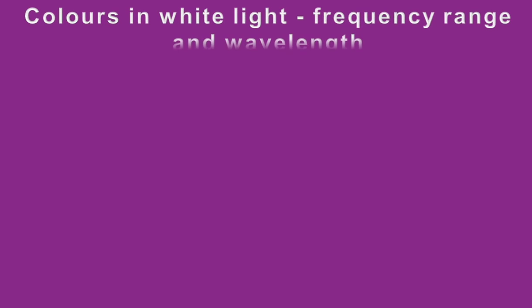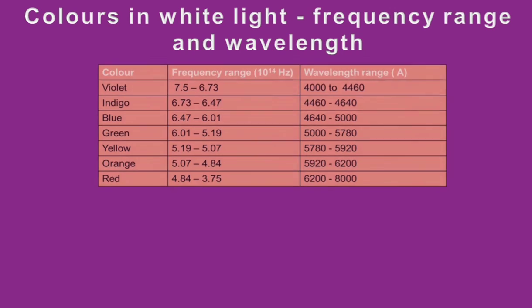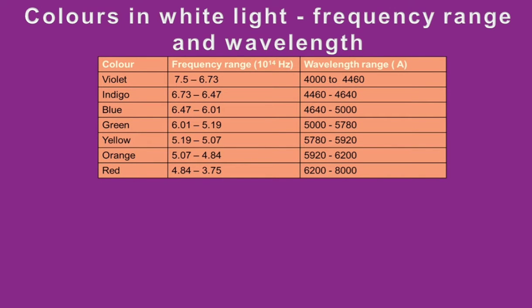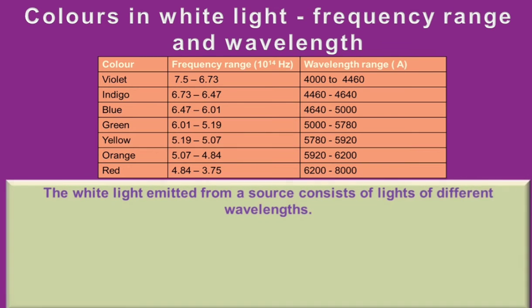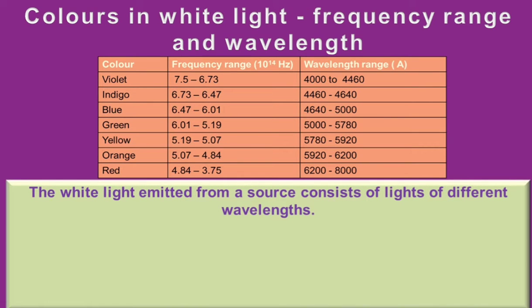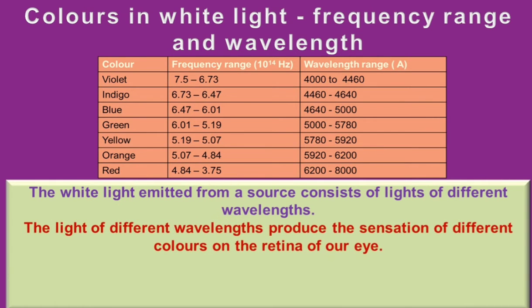Colors in white light, frequency range, and wavelength. You can see in the given table the frequency range and wavelength range of different colors. The white light emitted from a source consists of lights of different wavelengths. The light of different wavelengths produces the sensation of different colors on the retina of our eye. Hence, we perceive them as different colors.